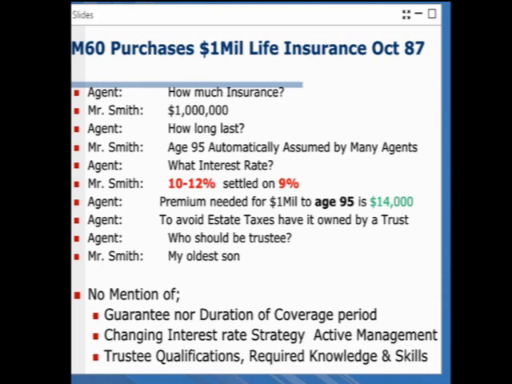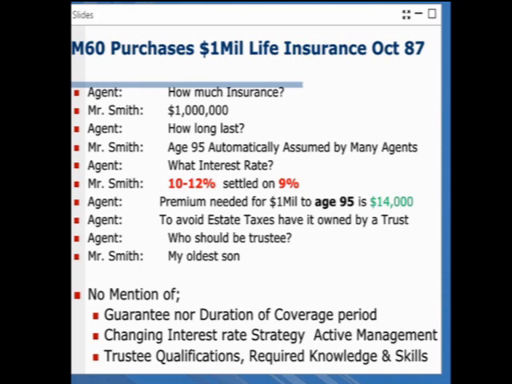Now, back then, in the early 80s, taxable estates of over $1 million became taxable. So the most appropriate next step was to avoid estate taxes. Someone would suggest, let's have it owned by a trust. Well, who should be the trustee?